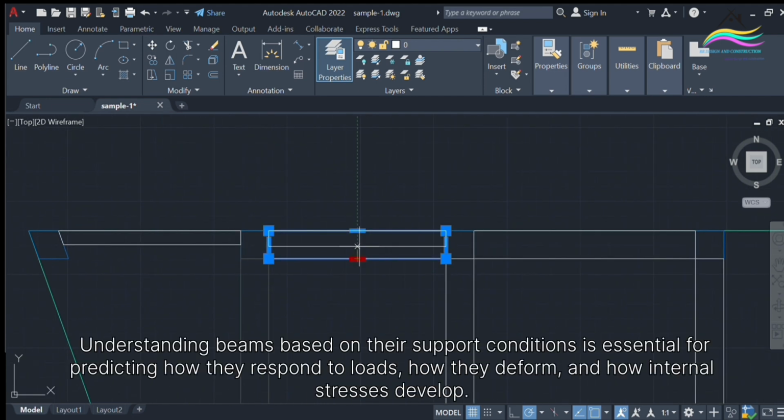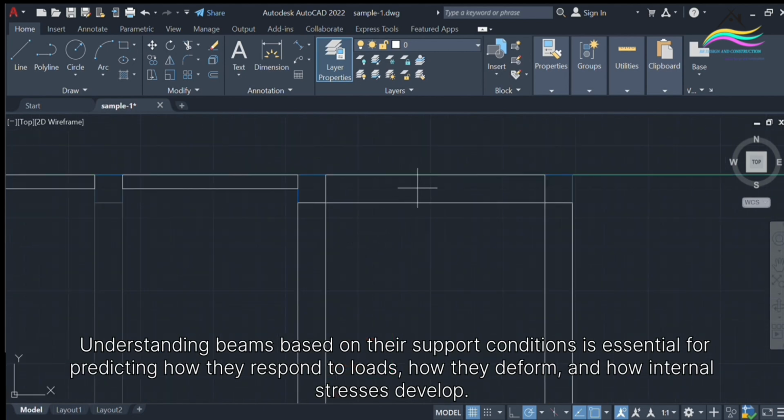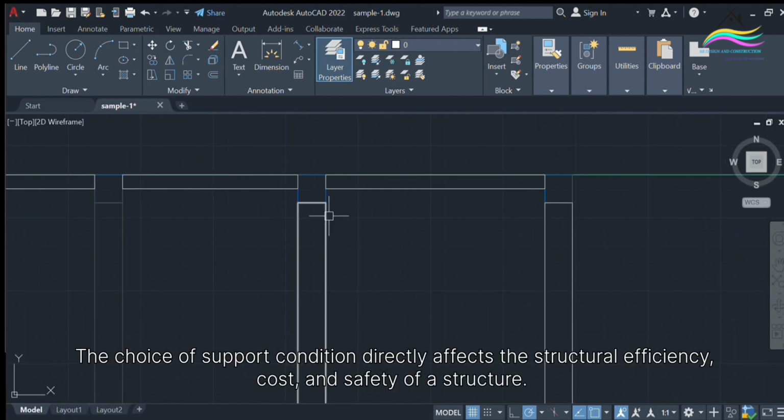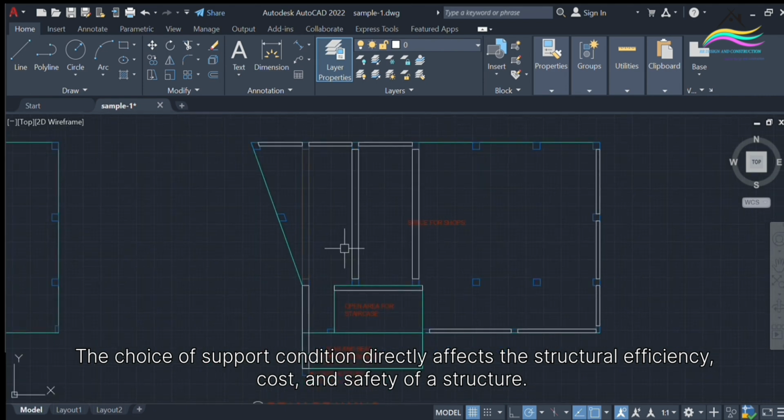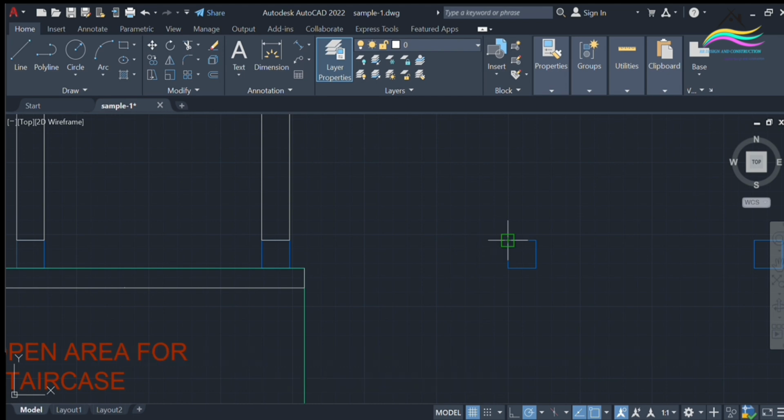Conclusion: understanding beams based on their support conditions is essential for predicting how they respond to loads, how they deform, and how internal stresses develop. The choice of support condition directly affects the structural efficiency, cost, and safety of a structure.